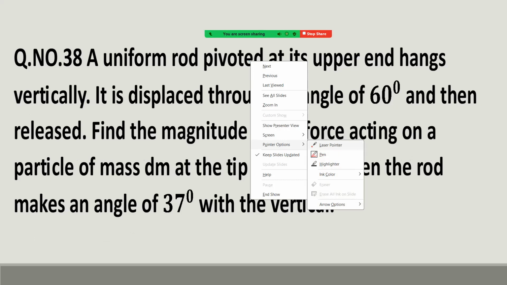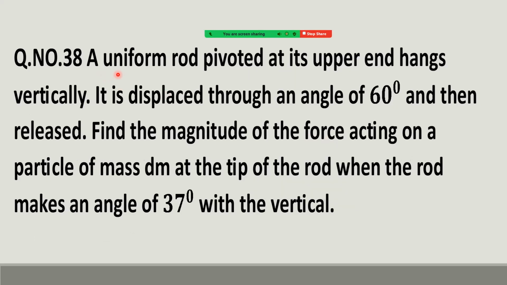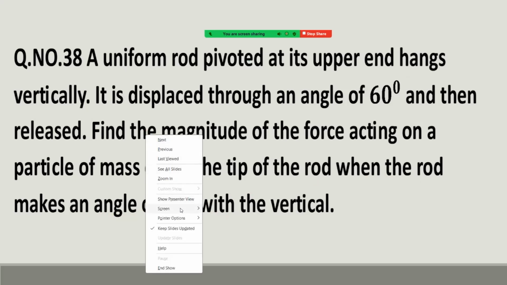Let's see the question given. A uniform rod pivoted at its upper end hangs vertically. It is displaced through an angle of 60 degree and then released. Find the magnitude of the force acting on a particle of mass dm at the tip of the rod when the rod makes an angle of 37 degree with the vertical. Okay. Let us see how to solve it.